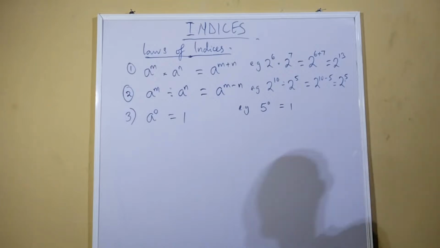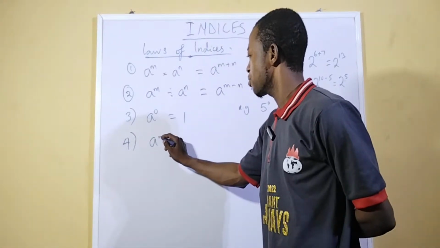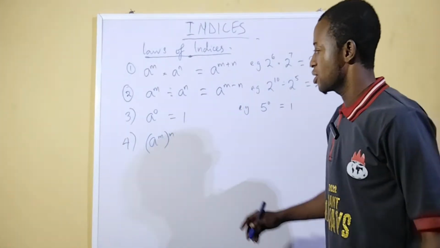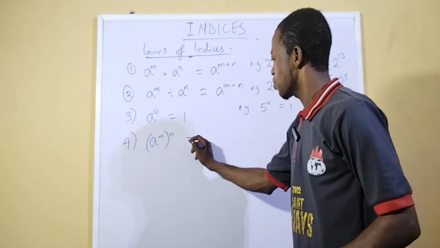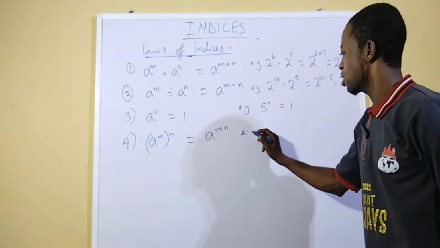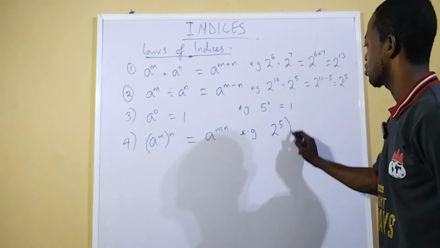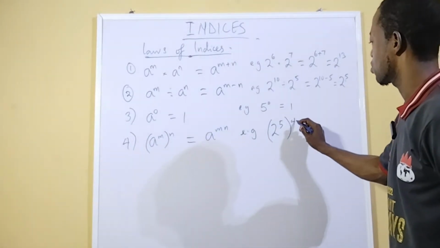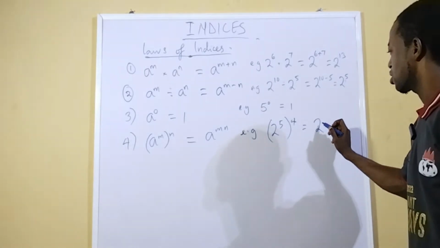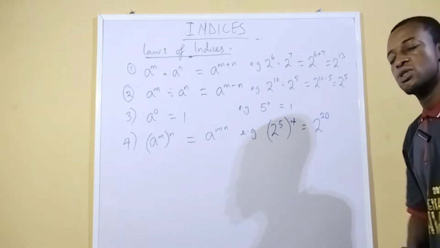Then we also have some other laws. Let's take this as number 4. When we have a raised to power m, then all raised to power n, this is telling us that this power multiplies and becomes a raised to power mn. For instance, if we have 2 raised to power 5, then raised to power 4. So this one, it's telling us that we have 2 raised to power 4 times 5, which becomes 20. 2 raised to power 20.